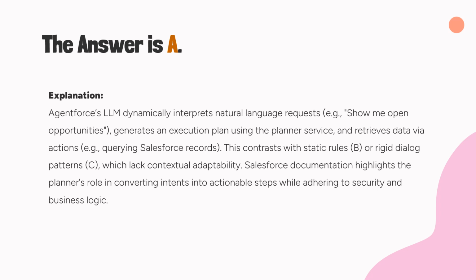Agentforce's LLM dynamically interprets natural language requests, e.g., show me open opportunities, generates an execution plan using the planner service, and retrieves data via actions, e.g., querying Salesforce records. This contrasts with static rules, B, or rigid dialog patterns, C, which lack contextual adaptability. Salesforce documentation highlights the planner's role in converting intents into actionable steps while adhering to security and business logic.